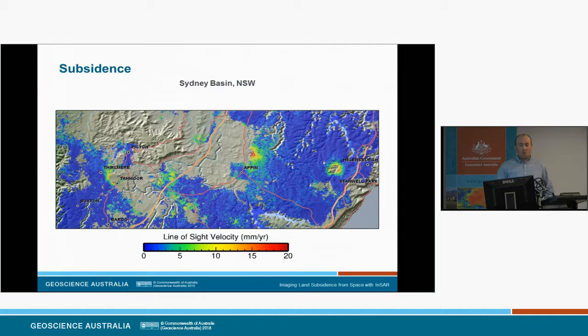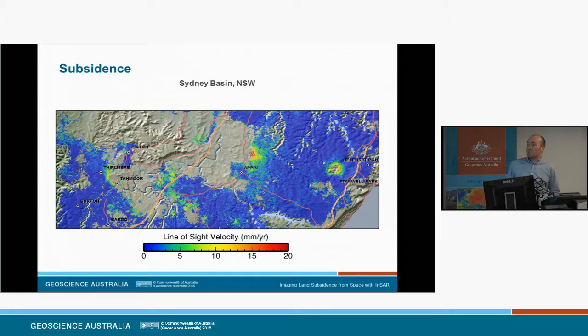So here's an example of a study where we were looking at subsidence. We're just south of Sydney here. Sydney's probably up here somewhere. Campbelltown just off the image, and Wollongong to the southeast of the image, and we have the Hume Highway passing through the image here. What we're looking at is the line of sight velocity that we've derived from a stack of interferograms covering about a 4-year period in this region.